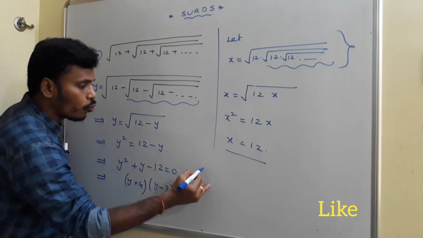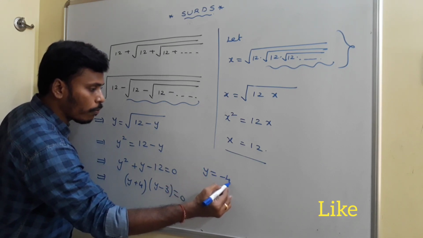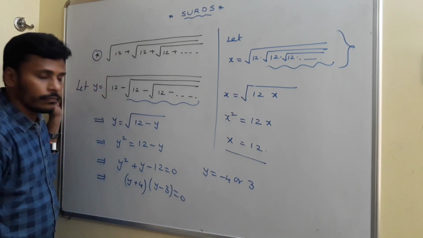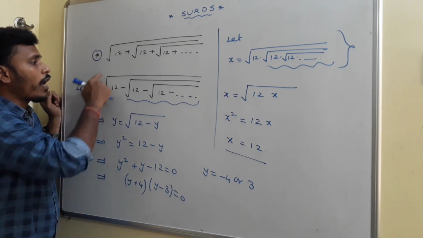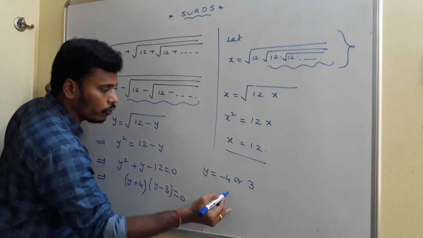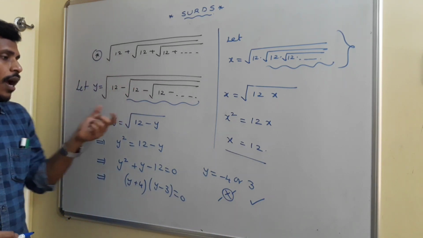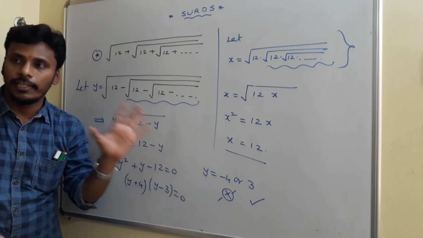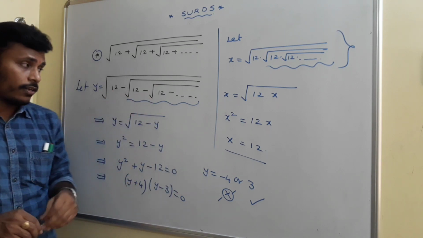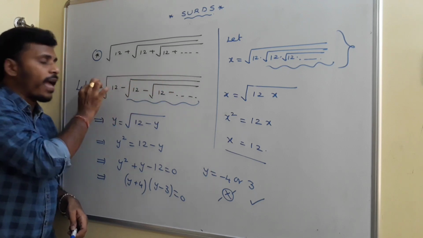And from there you have two options, that y is equal to minus 4 or 3. I already told you square root of something is always positive. So you just neglect this negative number and choose the positive one, and your answer for this problem is 3. Just have a look here. You just let the total problem as y.